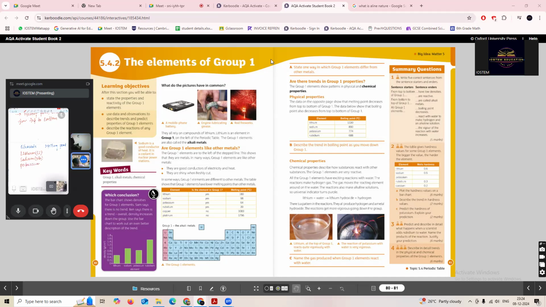Potassium is K. Rubidium is Rb. So the melting points are 180 °C, 98 °C, 64 °C, 39 °C. So it is decreasing from top to bottom.